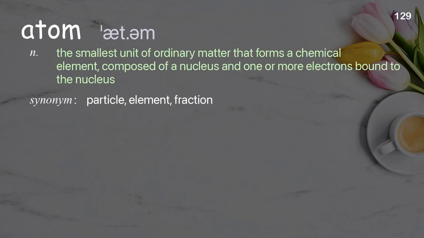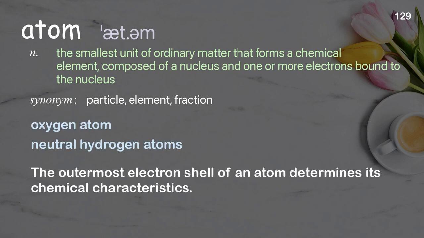Atom: the smallest unit of ordinary matter that forms a chemical element, composed of a nucleus and one or more electrons bound to the nucleus. Examples: oxygen atom, neutral hydrogen atoms. The outermost electron shell of an atom determines its chemical characteristics.